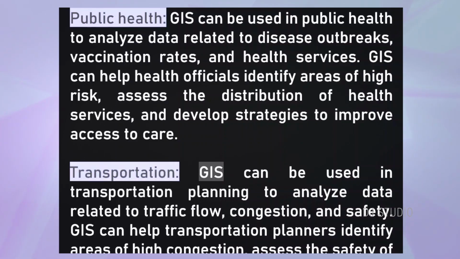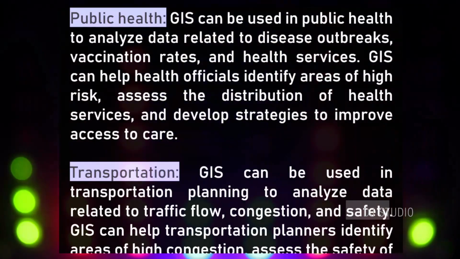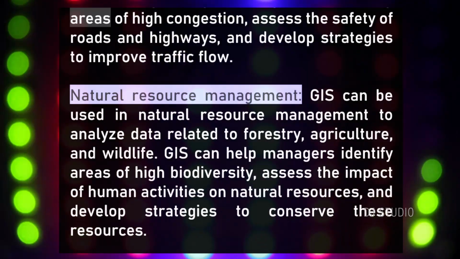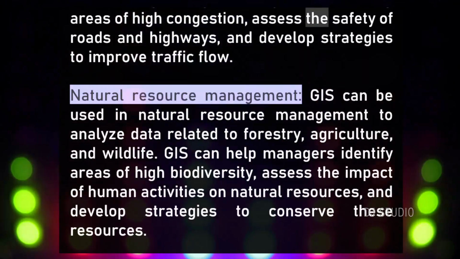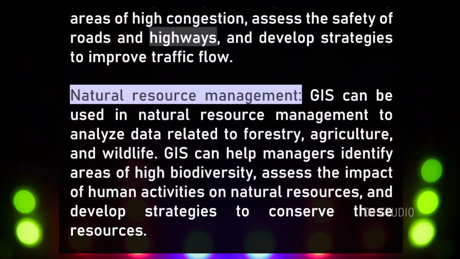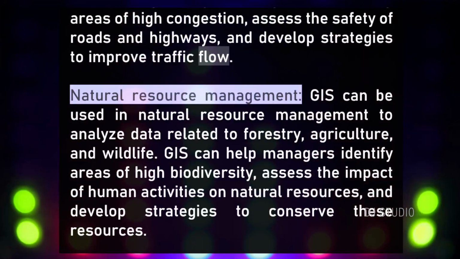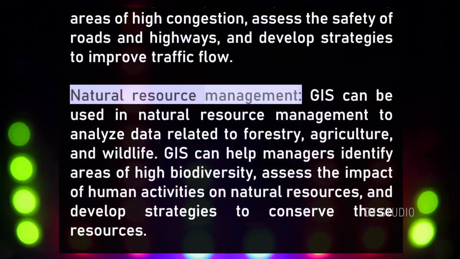Transportation. GIS can be used in transportation planning to analyze data related to traffic flow, congestion, and safety. GIS can help transportation planners identify areas of high congestion, assess the safety of roads and highways, and develop strategies to improve traffic flow. Natural resource management.